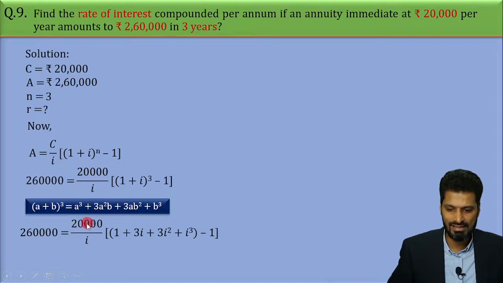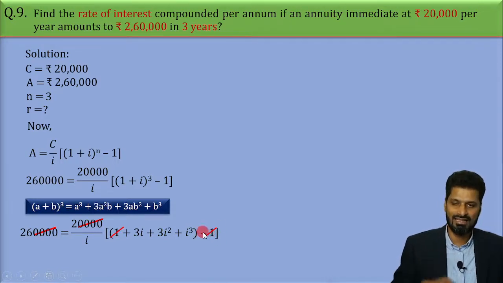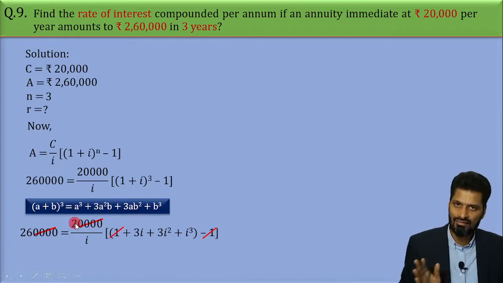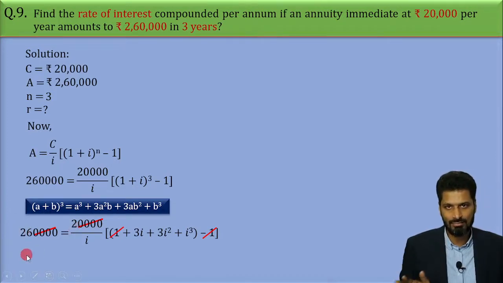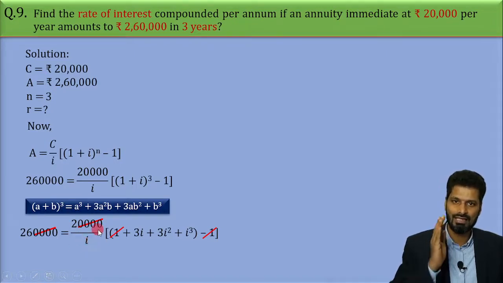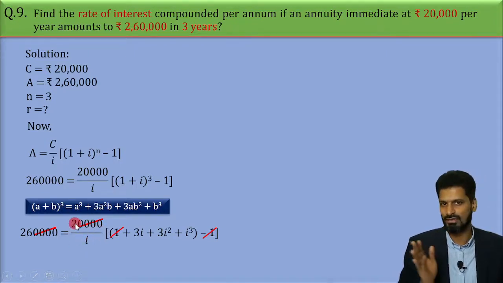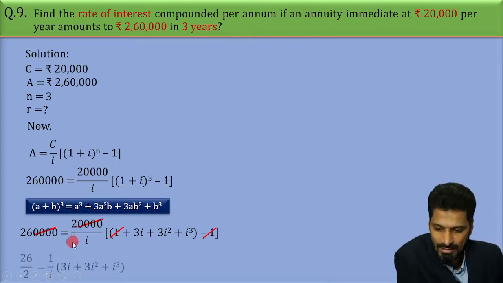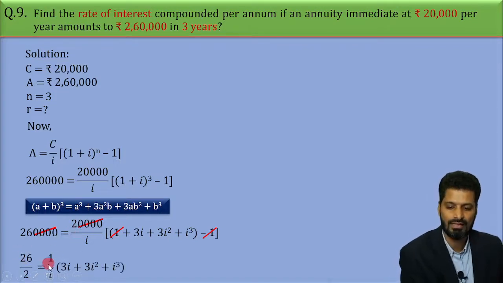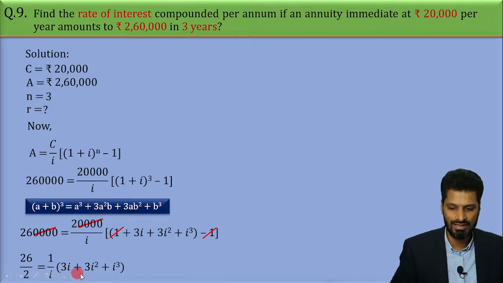Now in the next step you can see these 4 zeros and these 4 zeros can be eliminated on both the sides, correct? So let's cancel them out. And similarly this plus 1 and minus 1 will also be eliminated, right? And in the next step you can send this 2 to the left hand side. So this will become 26 divided by 2, and here what will be left for us is 1 upon I, correct? Because this 2 we send to the left hand side. So in the next step it will be 26 divided by 2 equals 1 upon I into 3I plus 3I square plus I cube.